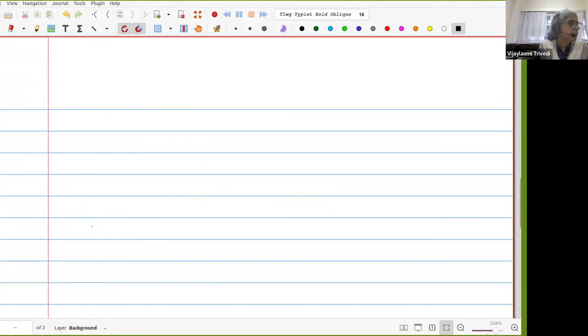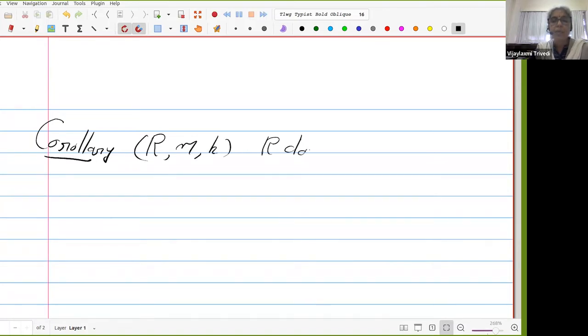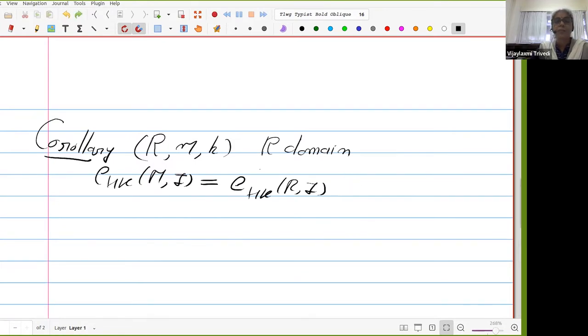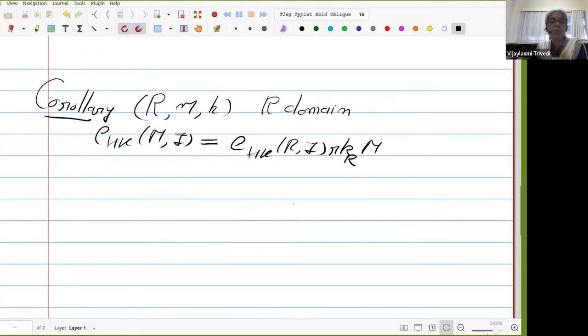Okay, so this associativity formula has a nice corollary. What it says is the following. Suppose R is a domain. So again, the condition is (R, m, k), where R is a domain. Then the multiplicity of M for I is nothing but the multiplicity of the ring R at I times the rank of M as an R-module. That means basically studying the multiplicity for modules boils down to studying the multiplicity for the ring.